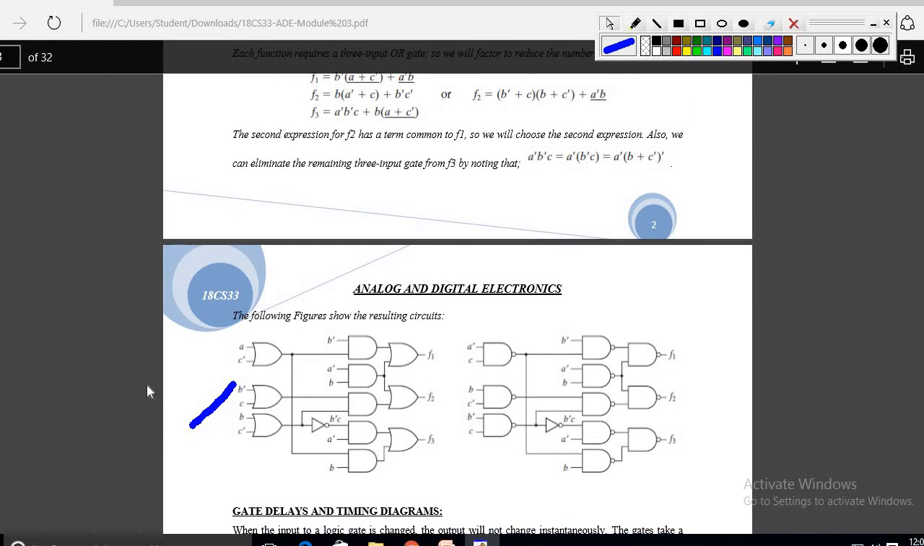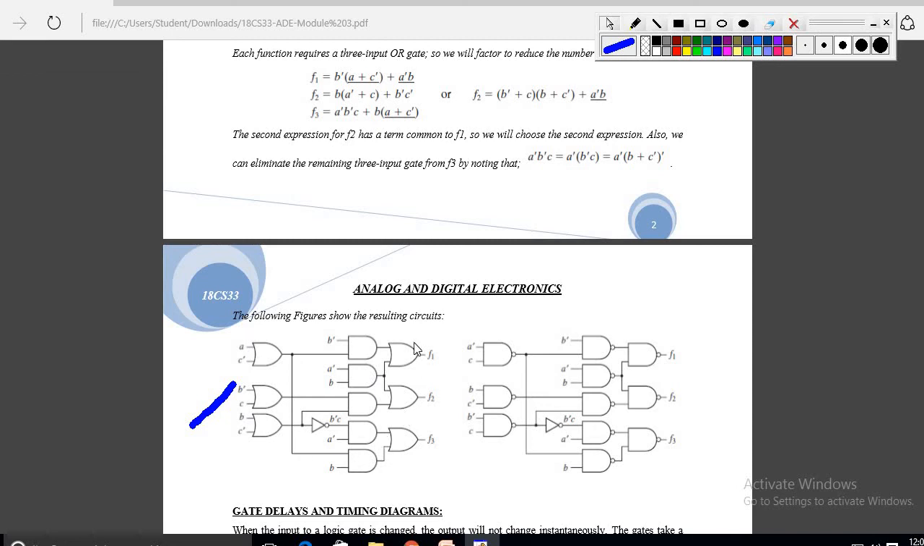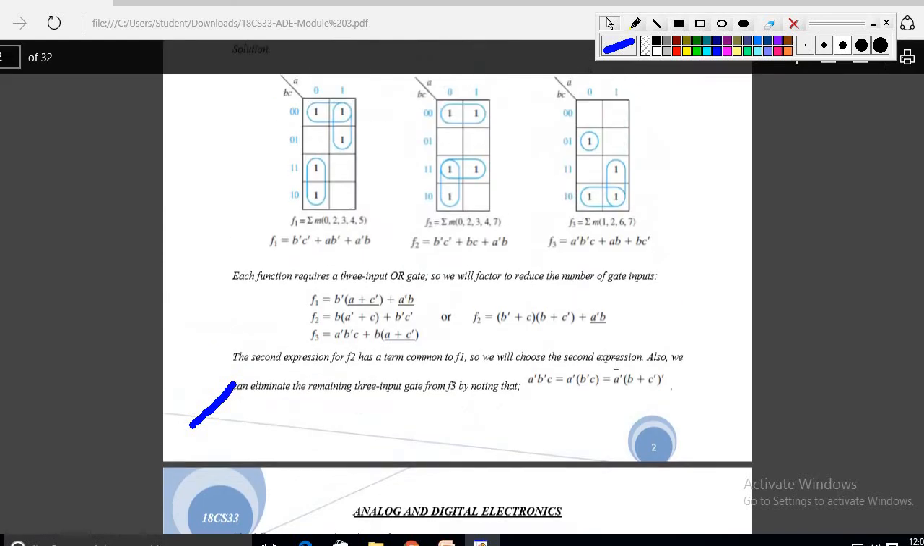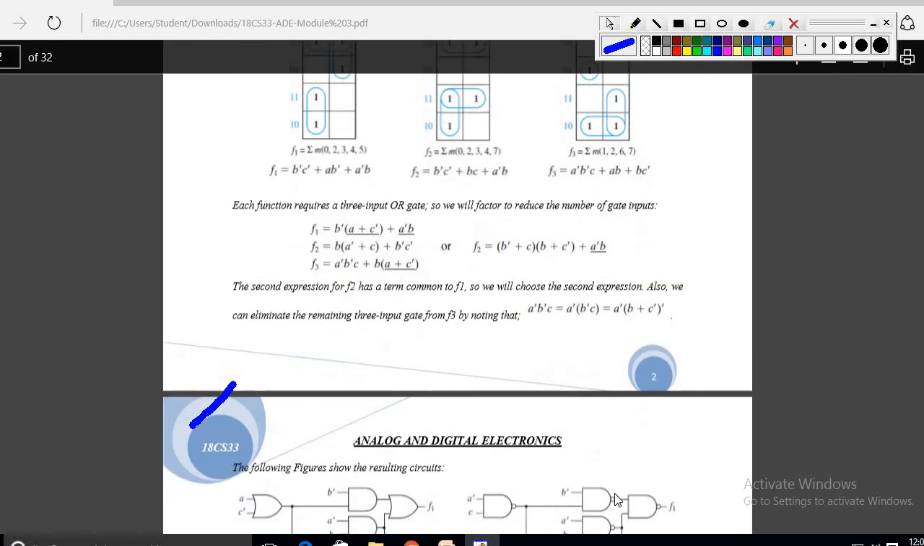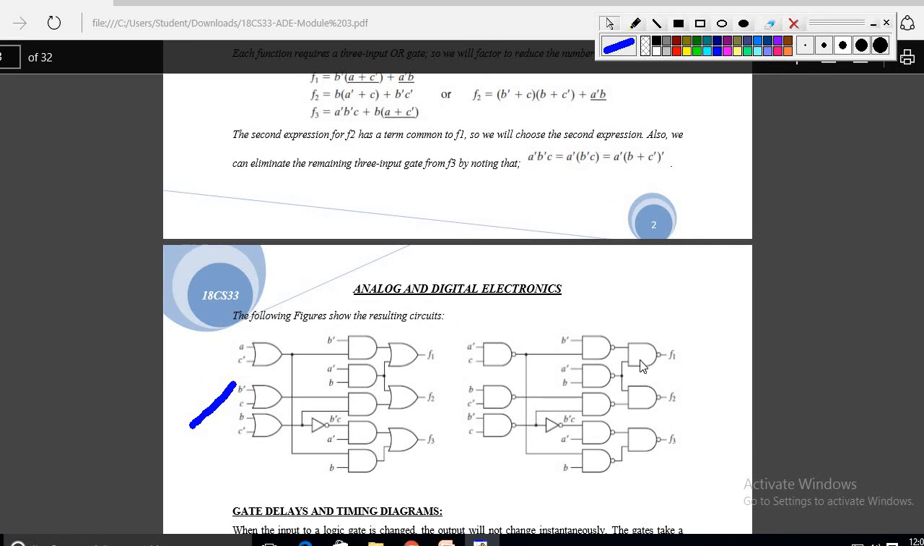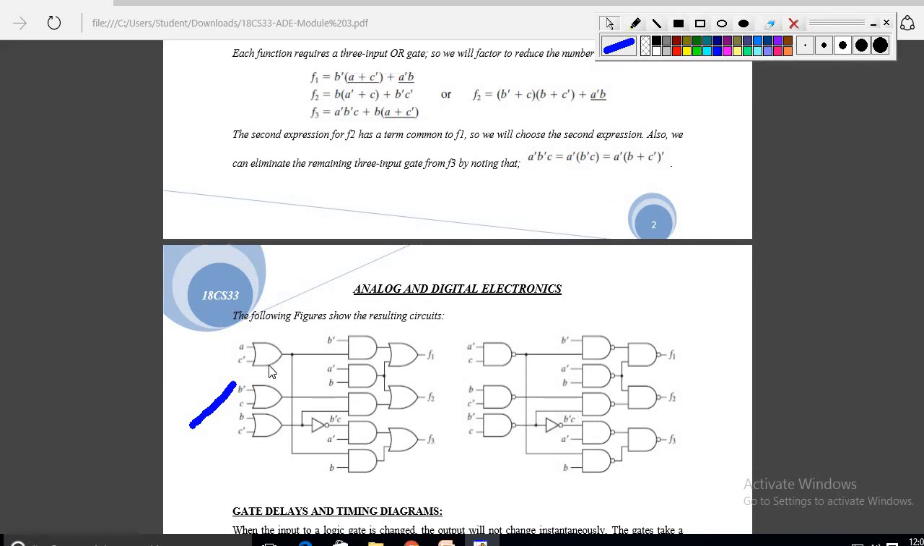After that, the following figure shows the resulting circuits, but here it is an AND gate, and here it is a NAND gate. This is just a general circuit, but the question itself is asked for NAND and inverters, means it is completely NAND and inverters. Is it clear? So first you have to see this F1. For this I need to have B bar and A plus C bar, right, and A bar B.